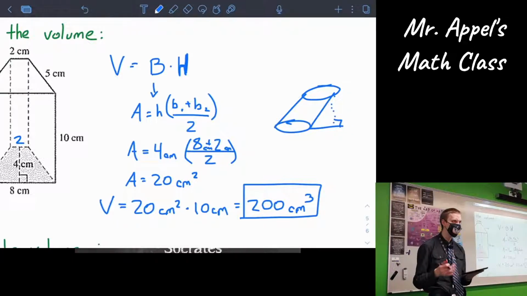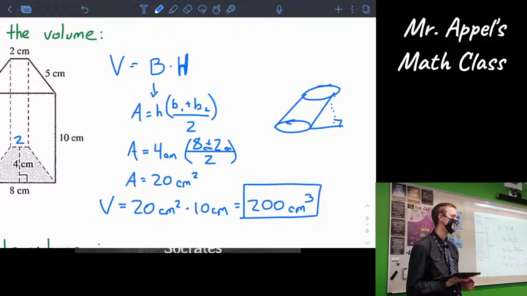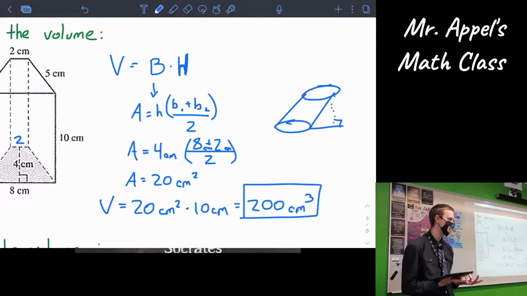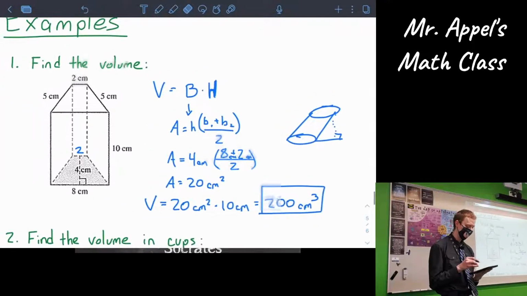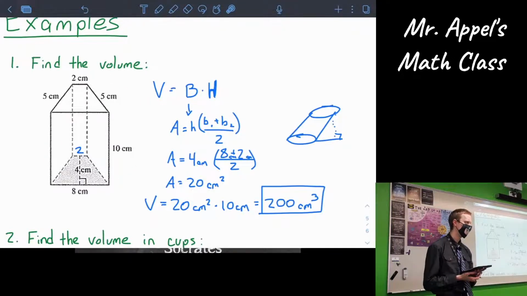Right? Just like we did with triangles. Sometimes you have a non-right triangle, and you've got to find the perpendicular height. You still have to find the perpendicular height, now in 3 dimensions. Okay? This requires a little bit more visualization. Okay. Any questions then on volume of basic shapes?